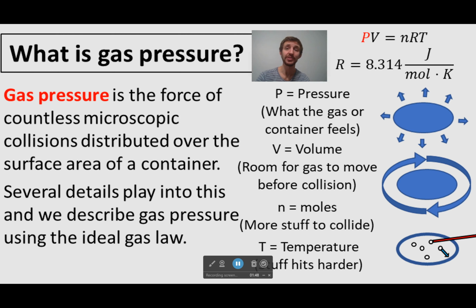So PV equals nRT. So pressure times volume is equal to the number of moles times the ideal gas constant, which is 8.314 joules per mole Kelvin. There's a bunch of those. They're all the same thing, just in different units. Look at Wikipedia. You can write them all down in your conversion sheet if you want to, so you have them ready. And then temperature.